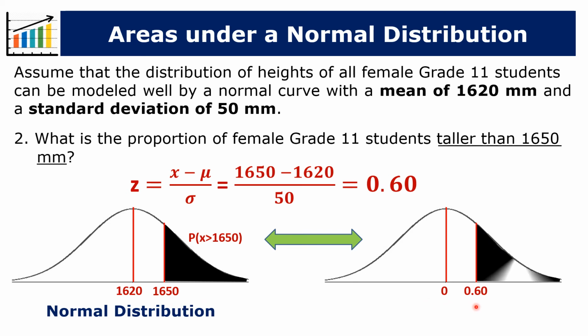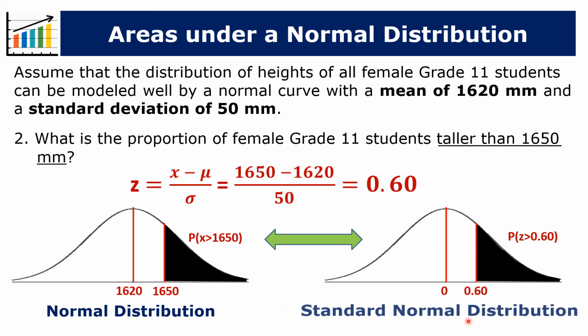And again, same lang yung shaded region natin. Okay? So the area that is taller or bigger than 0.60, and in the normal distribution, the area that is taller than 1,650 millimeters. Again, this is the symbol. In symbol, we have P of Z is greater than 0.60. So this is the standard normal distribution. So ganun yung pag-convert from normal distribution to standard normal distribution.